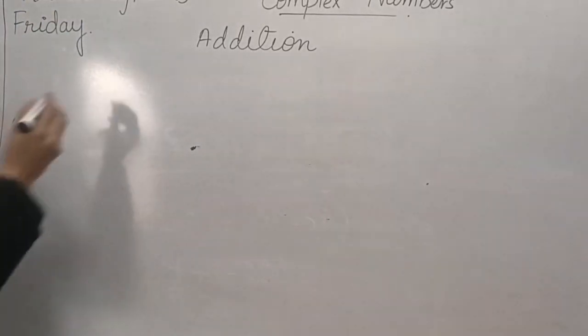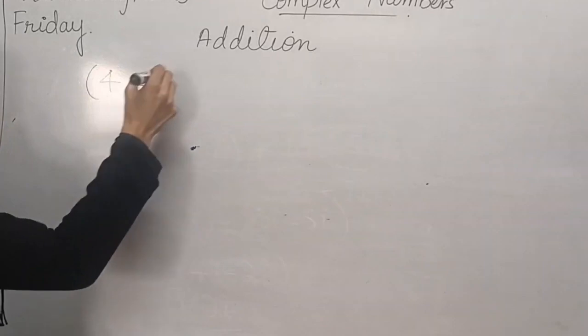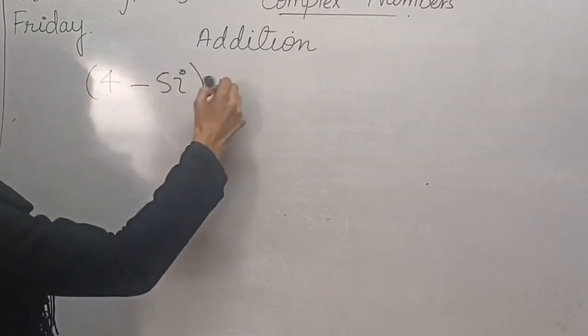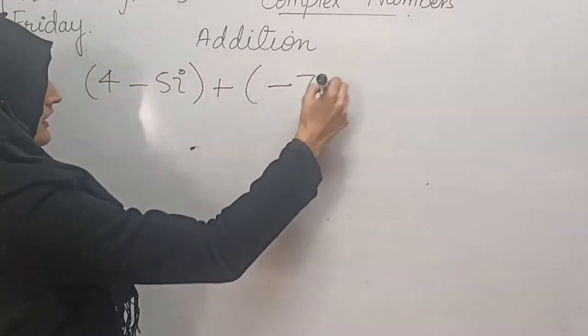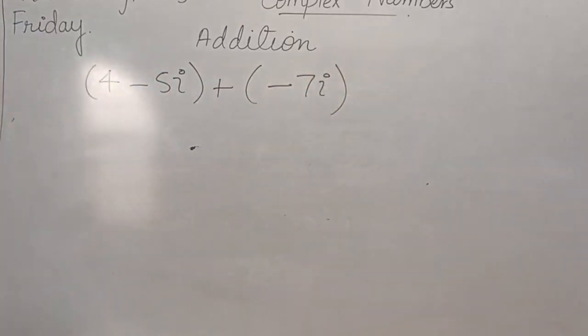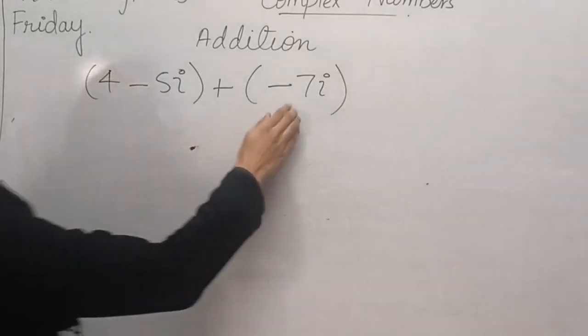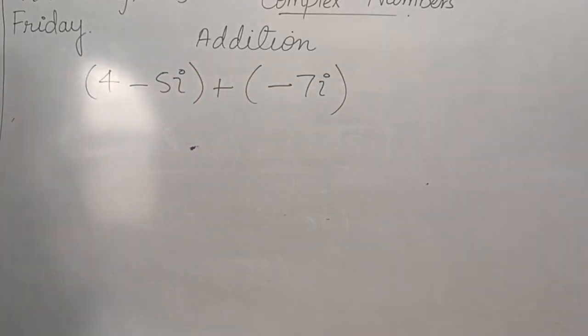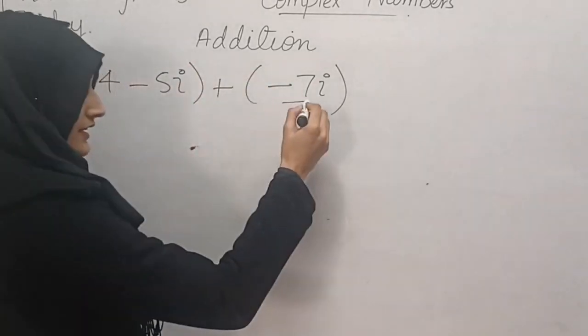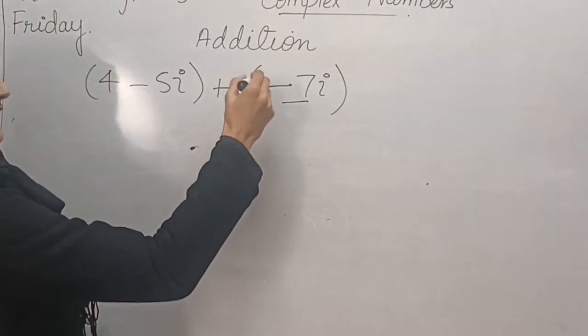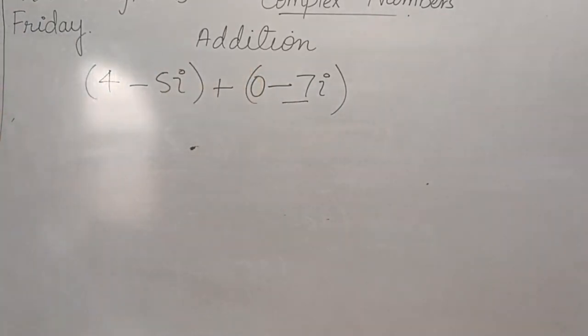We have a number 4 minus 5 iota plus minus 7 iota. What is the real part of the first pair? 4. And the real part of the second pair? Is there any real number in this? Is minus 7 a real number? No. Minus 7 is imaginary. The real number is missing, so we will write 0. Now 0 is the real part of the second complex number.